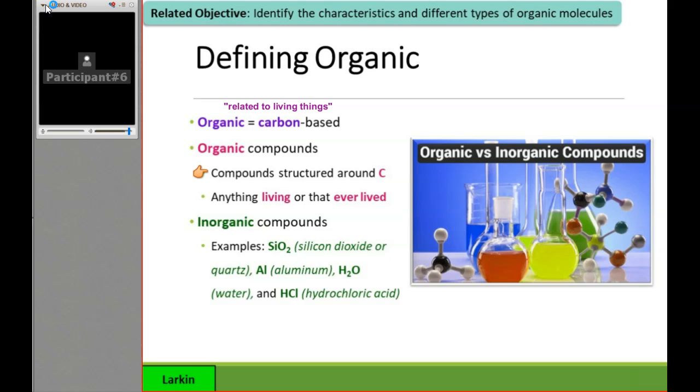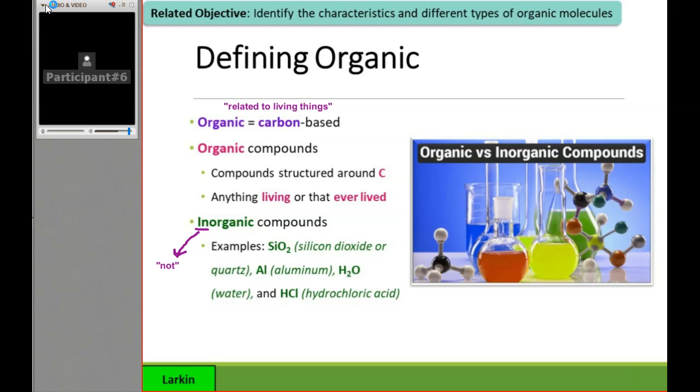So organic compounds are compounds structured around carbon. They include anything that is currently living or that has ever lived. And we'll take a look at how that's related to plastics a little bit later. Now, inorganic compounds, the prefix in- means not. That's a little bit of an English connection. So inorganic means not organic. Inorganic molecules are not structured around carbon.